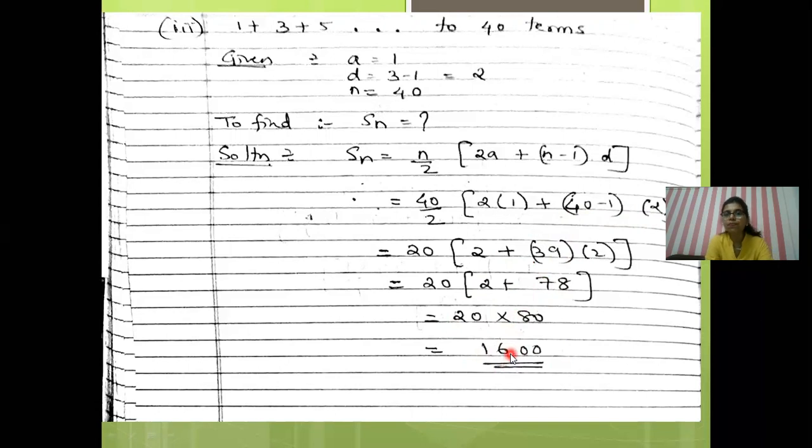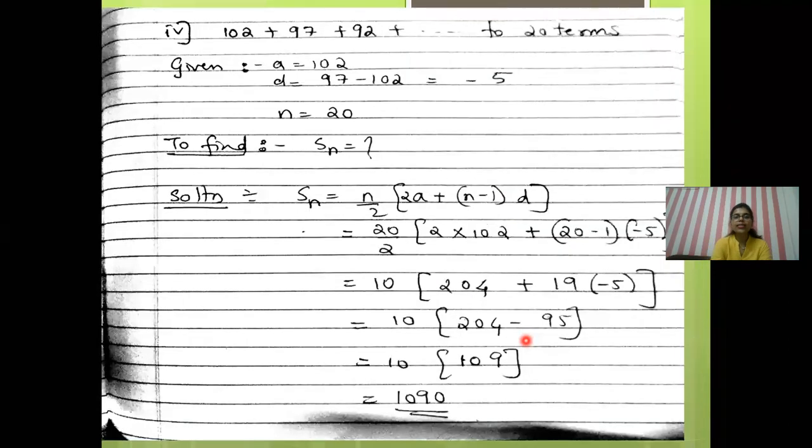Put it in a box. I repeat once again, from the series you get the value of a, you get the value of d, you get the value of n. And then you use the formula Sn is equal to n upon 2 (2a plus (n minus 1)d). Substitute that value. And after that, when you are solving, first you have to solve the bracket. Inside the bracket also you have to first solve the small bracket, then multiplication, then addition. The bracket is solved. After that you multiply these two values and get the value as 1600. So that is the value for Sn. Now we go to the next sum.